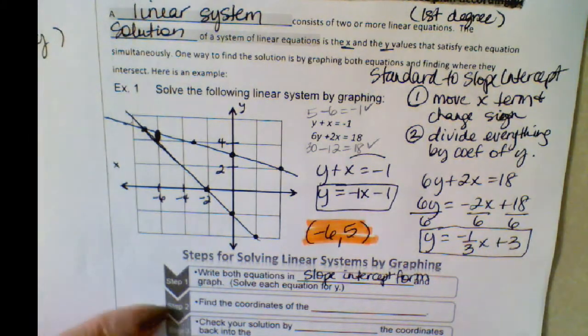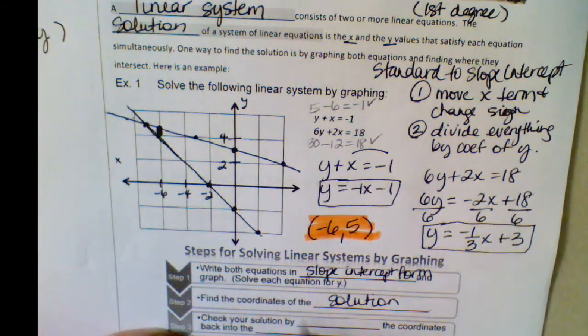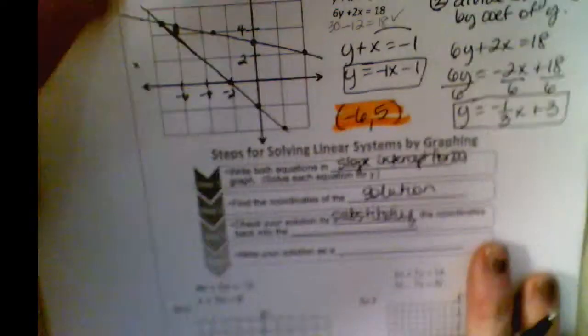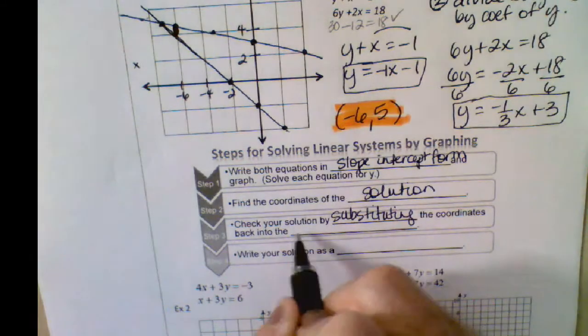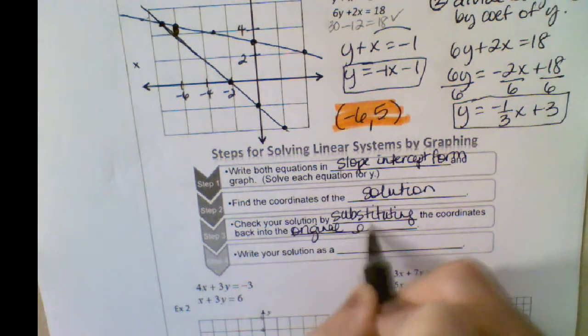Then you're going to find the coordinates of the solution. Then you're going to check your solution by substituting the coordinates back. And when we check our equations, Ray, do we have to check one equation or both? Both equations, because it must satisfy both. Good. Okay. And back into the original equations.